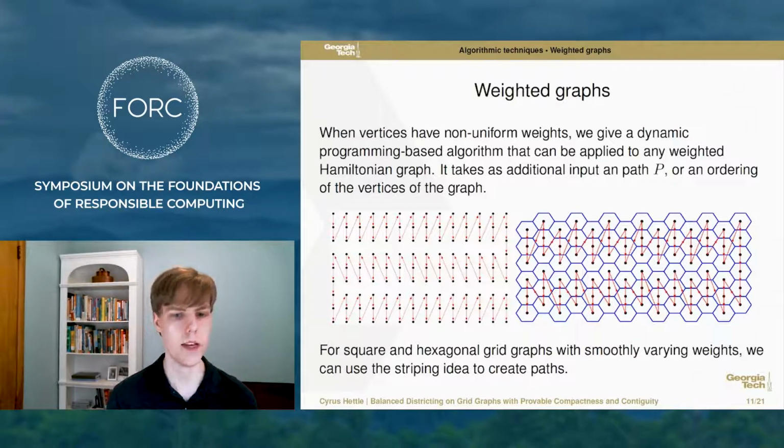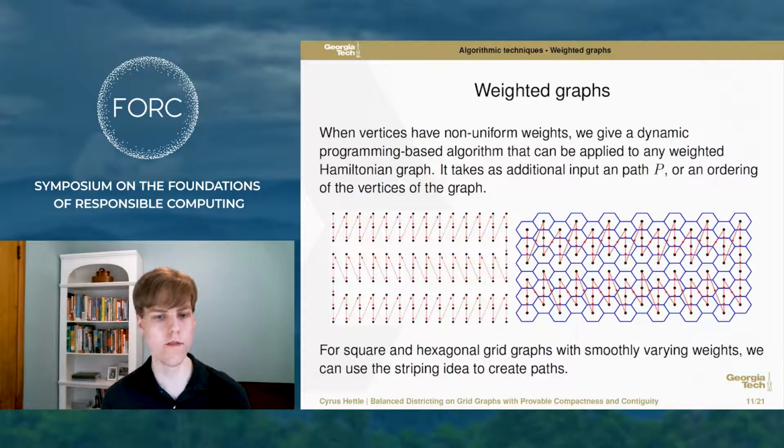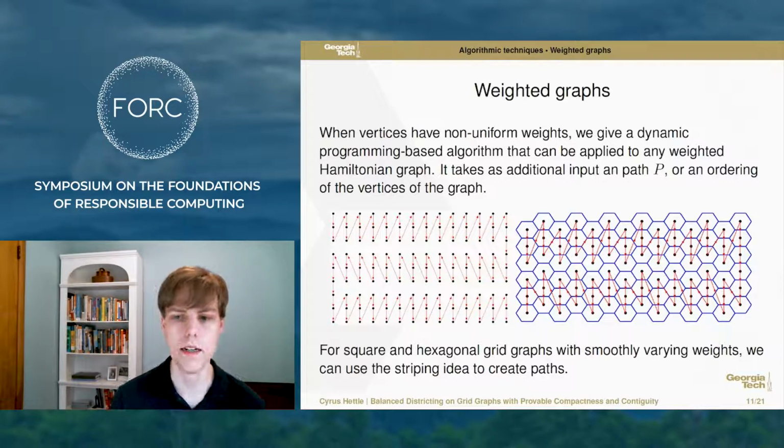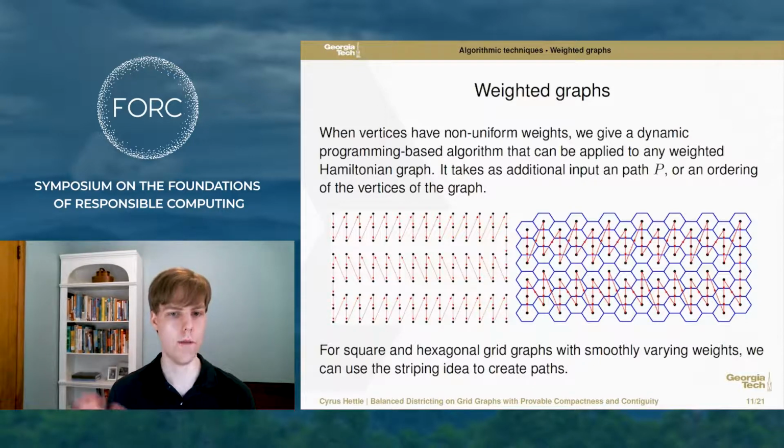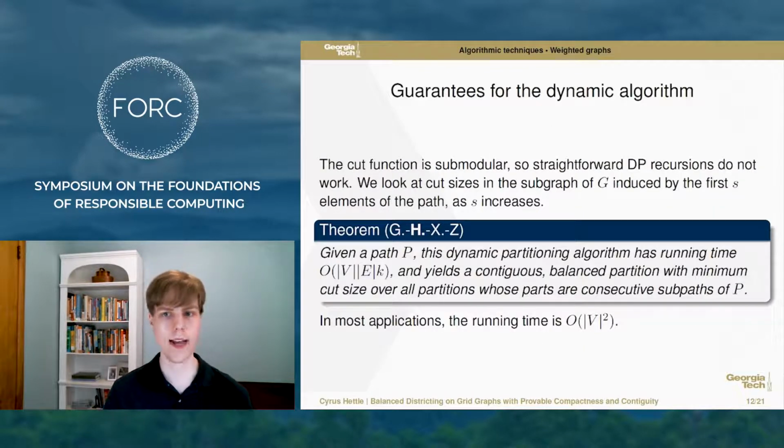And when we're dealing with a square or hexagonal grid graph, we can use the striping idea to create paths, like you can see here. After we get to the end of the graph, we turn and snake and proceed to stripe back the other way. And this gives us paths that work quite well in practice. And this also comes with some guarantees.